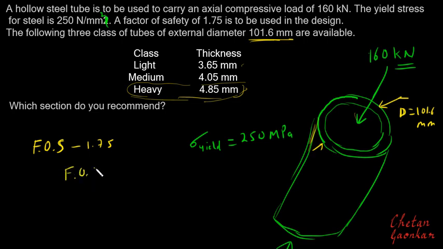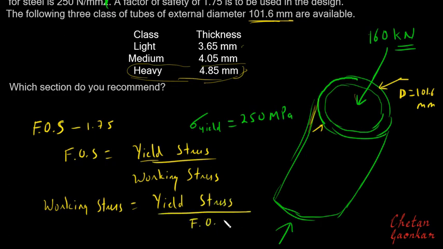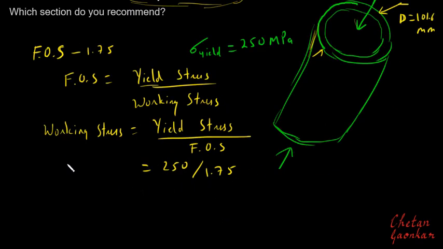So we know that the factor of safety is nothing but the yield stress divided by working stress. So the working stress can be found out as working stress is equal to yield stress divided by factor of safety. So how much is the yield stress here? It is 250 divided by 1.75. So because of this, the working stress will come out to be 142.875 megapascals. So this is the working stress. So basically we can subject this to a maximum stress of how much?